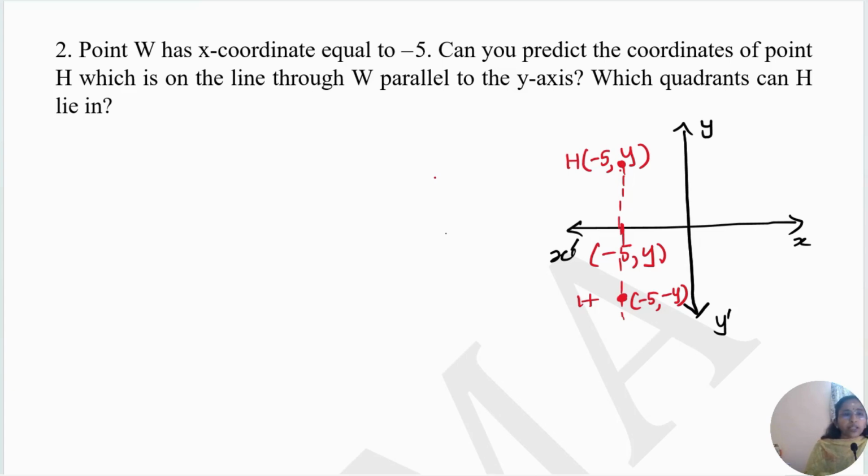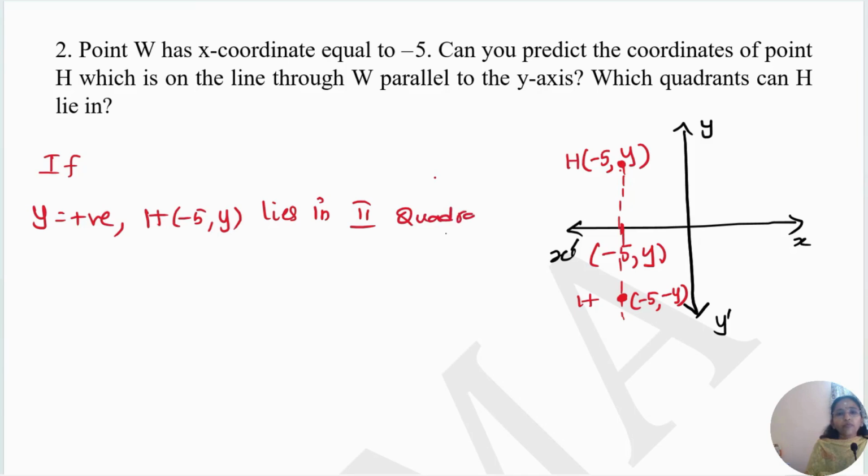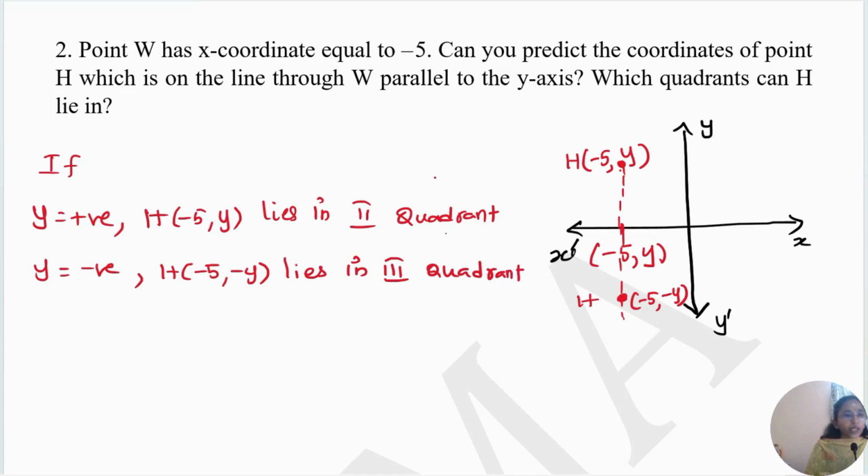So you can write your answer as, if our y value is positive, then H, -5 comma y, lies in second quadrant. And if y is negative, then H point, -5 comma -y, lies in third quadrant. If y is equal to 0, then H point, that is -5 comma y, lies on the x-axis. That is our answer.